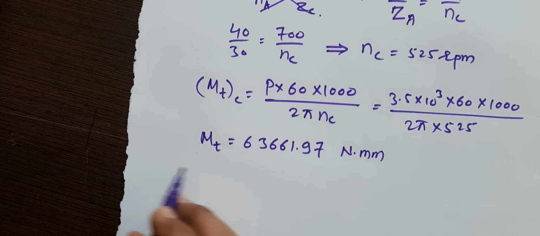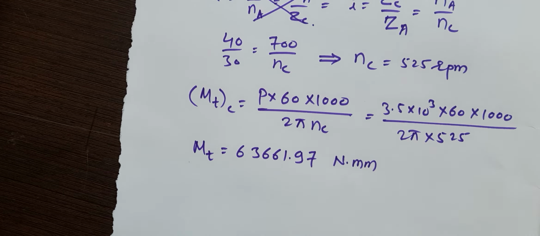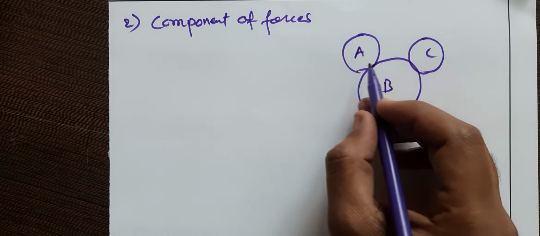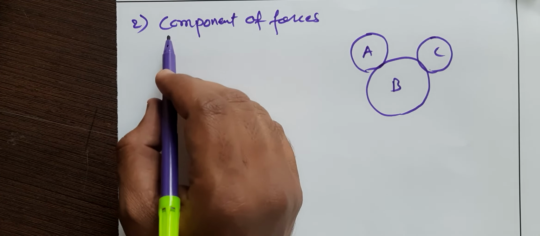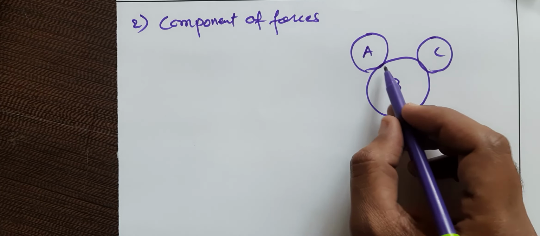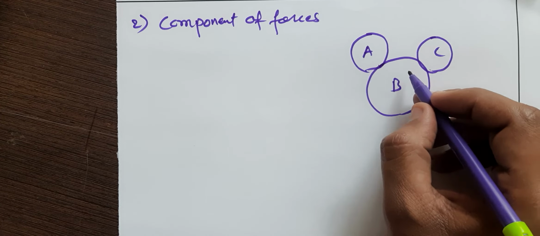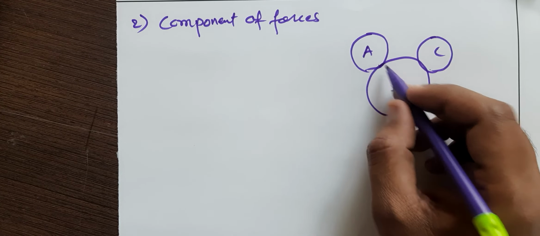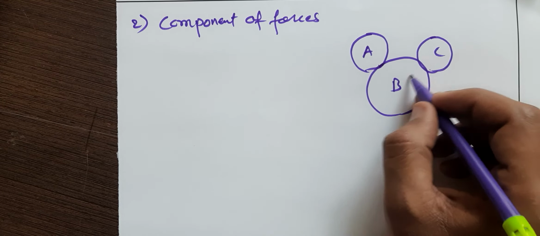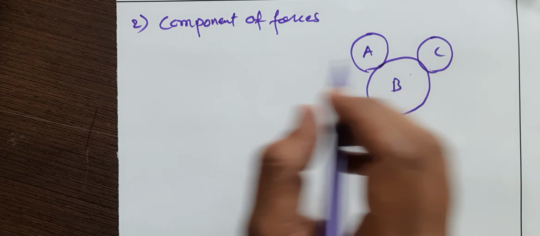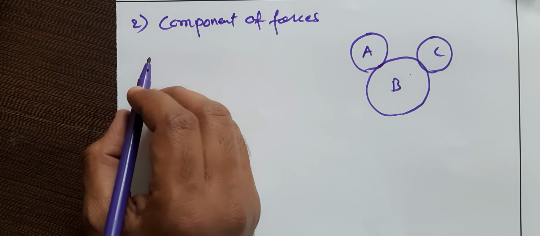Then the second part is forces acting, the component of tooth forces. Now see here there are 3 gears A, B and C. The component of forces between A and B will be the same, so the tangential component and radial component will be the same. The component of forces between C and B you can calculate. So we'll find one by one. First we will go for the component of forces between A and B.